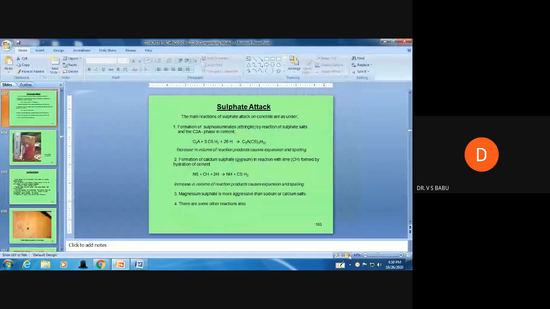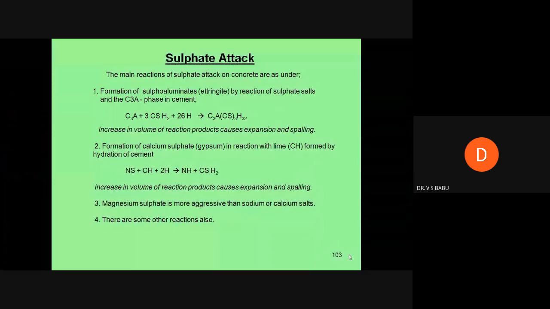Okay. Now once again, the second is the formation of calcium sulfate. Calcium sulfate's other name is gypsum. So the gypsum reacts with the lime, that means lime, CaO plus H2O. This lime is formed by the hydration of the cement. In the hydration process, NS plus CH, where CH means lime and NS means the sulfates, the sulfate salts, that is nothing but your gypsum. Plus 2H, H meaning H2O, gives rise to CSH2 plus NH.